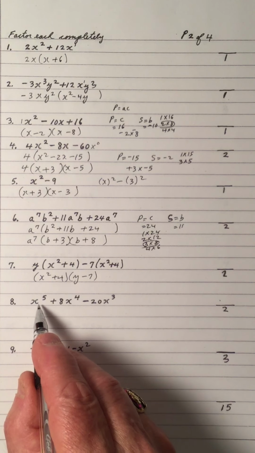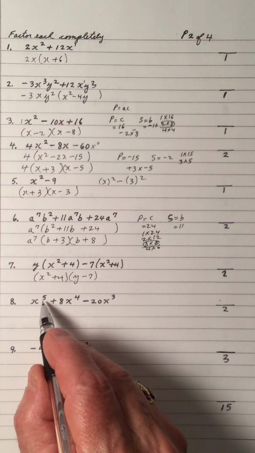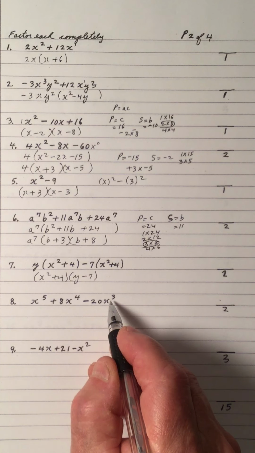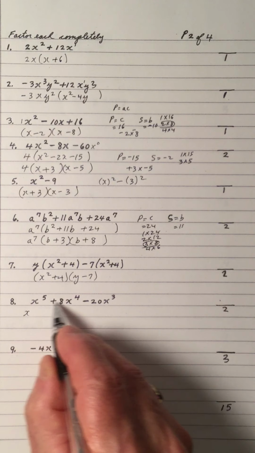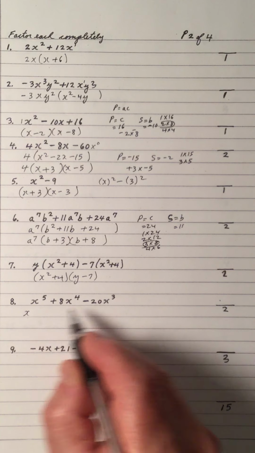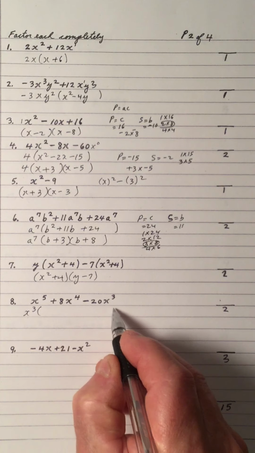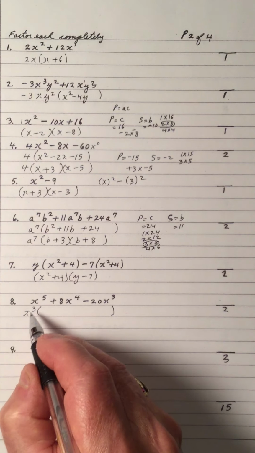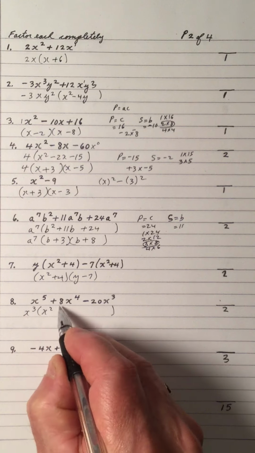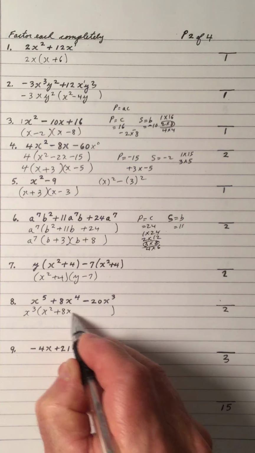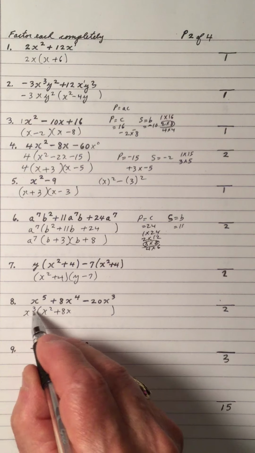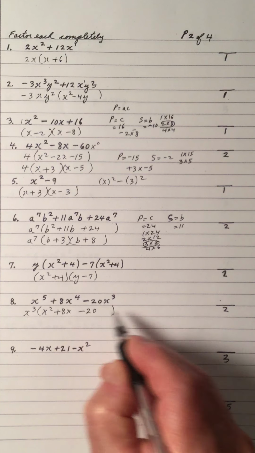Number 8. I have descending order of all x's, so 5, a 4, and a 3. I have a 1 here, so an x is in every term. The smallest exponent is 3. x cubed is in all the terms. x to the 5 divided by x cubed is x squared. 8x to the 4 divided by x cubed is a plus 8x. Negative 20x cubed divided by x cubed is negative 20.